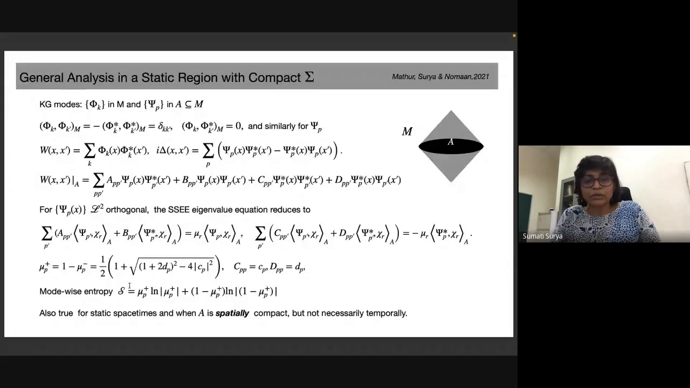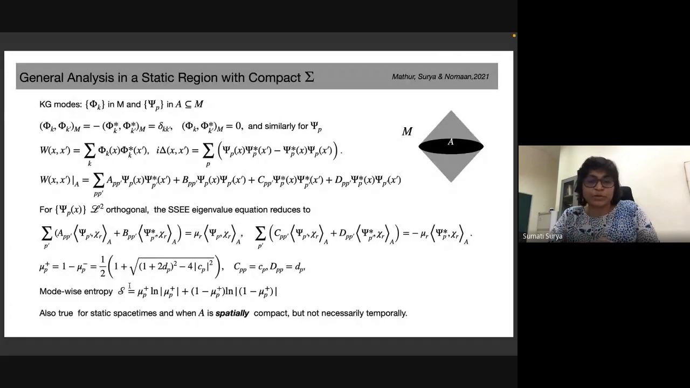So when you require that the modes in the smaller region are also L2 orthogonal, then you can simplify the eigenvalue equations considerably, and you find that, in fact, the eigenvalues come in pairs, mu plus and mu minus, which are related to each other by mu plus being equal to 1 minus mu minus. And then you can write a mode-wise entanglement entropy, which just sums over mu p plus and mu p minus, the part contributions.